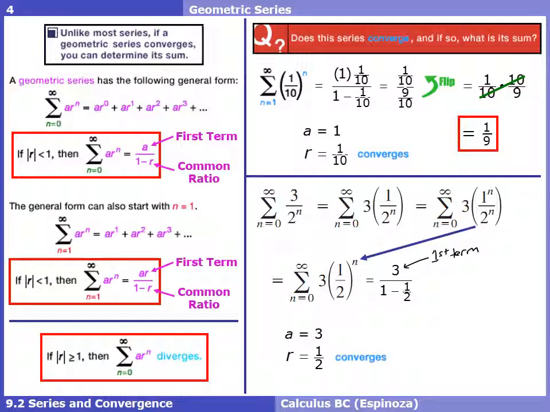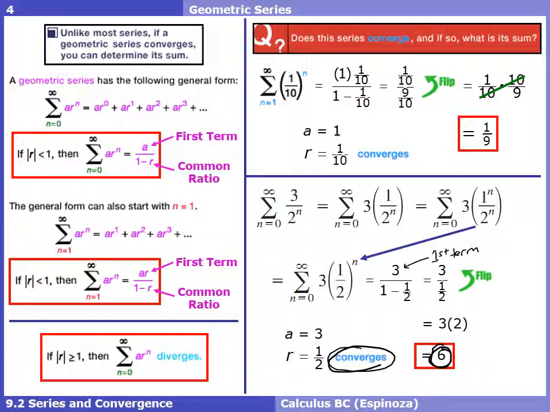And then we need to divide that by 1 minus the common ratio, which is 1/2. When we do that math, we'll get 3 over 1/2. Again, we'll have to flip that bottom fraction by making it a multiplication. So 3 times 2 is 6. So again, not only do we know that this geometric series converges, we can go one step further and say that it converges to the value of 6.